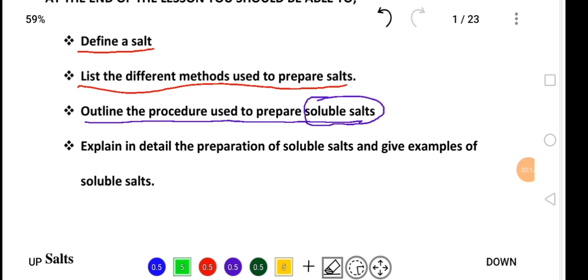The fourth point, you should be able to explain in detail the preparation of soluble salts and give examples of soluble salts. This is very important. Once you are able to do whatever I've listed in my learning outcomes, then you can consider yourself to have successfully understood the subtopic for today.